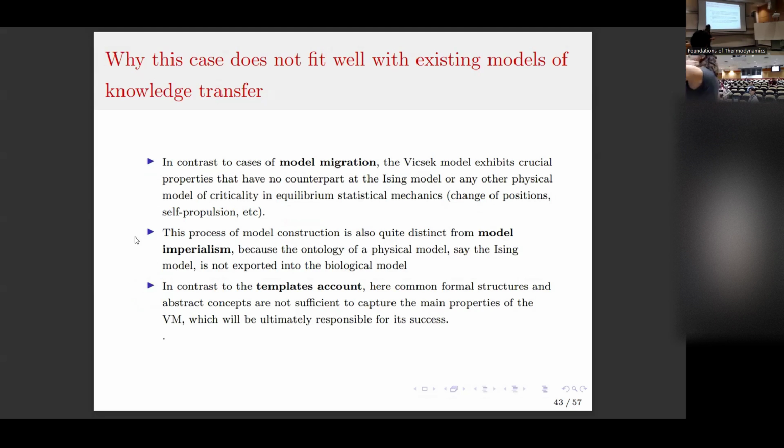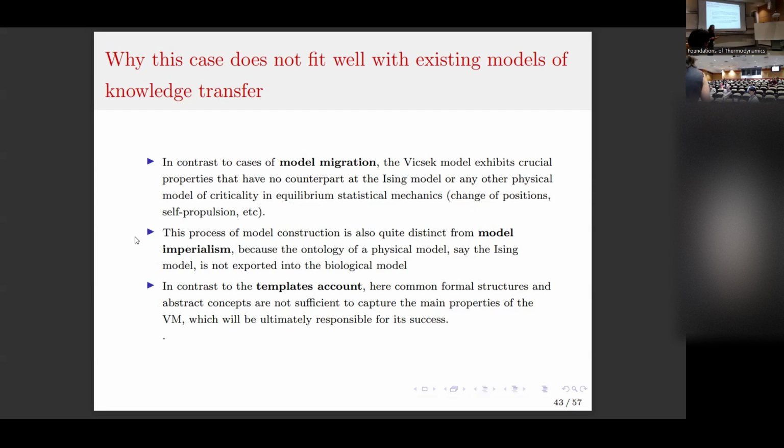So what I want to put forward is that this type of transfer that was very successful in the case of flocking doesn't correspond to any of the previous categories. It's not a case of imperialism, because we are not just expanding the model, the Ising model, to a new system. We are basically using the Ising model as an archetype to construct a very new model that has properties that are specific of flocks.